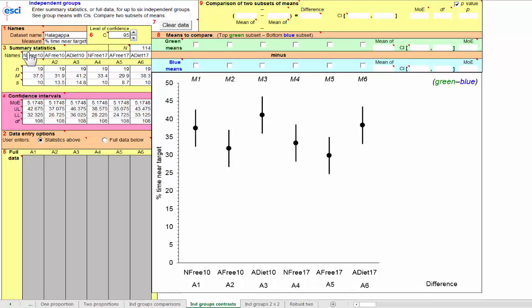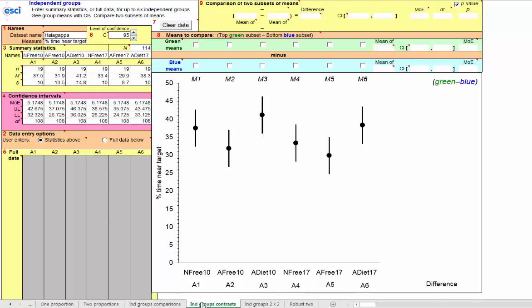2 of the groups, labelled N, are normal mice, and 4 of the groups, labelled A, are Alzheimer-prone mice. And within the Alzheimer's, they have a group here, free, allowed to eat as much as they like, compared with diet, those restricted to 40% less food. And 10 refers to the age of the mice. So here we have 3 groups that are 10 months, middle age for mice, and 3 groups at 17 months, that's old age for mice.